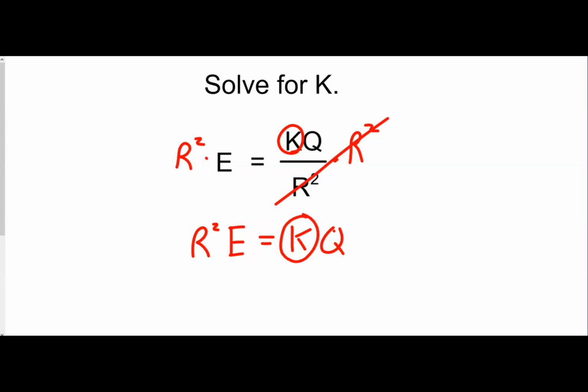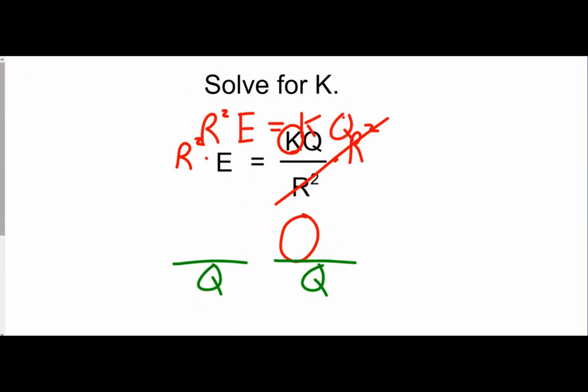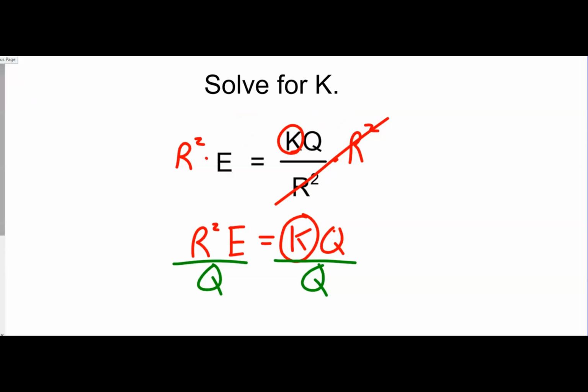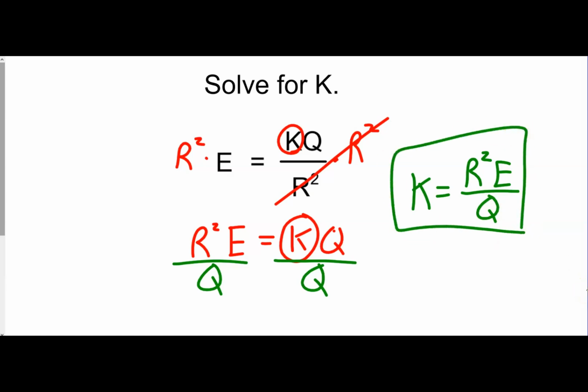So in this problem, all you had to really do was clear the fraction, and now we're going to do step 4, which says get all the variables away from the one that you wanted by dividing. So I need to divide out the Q. So, what does K equal in the end? R squared E all over Q. And there you go.